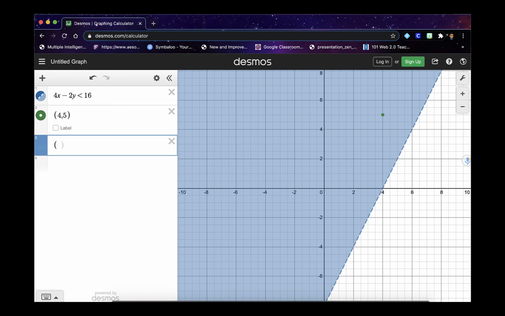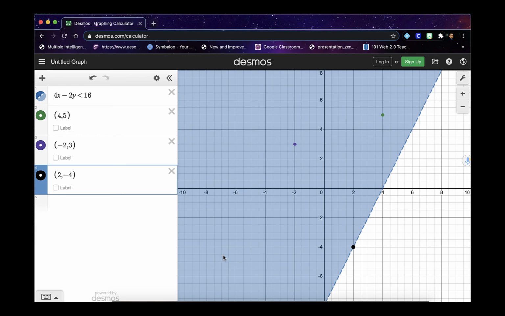If I check the next one, I have negative 2, 3. This one is also in the shaded region, so I would choose the second one as well. If I check the third one, 2, negative 4, notice it is on the dashed line. That cannot be a solution. So the third one is not good.